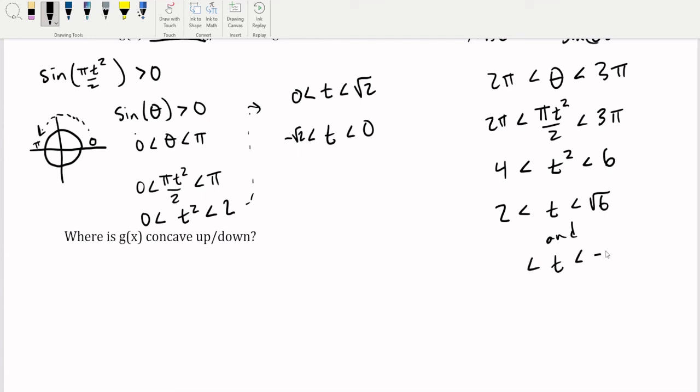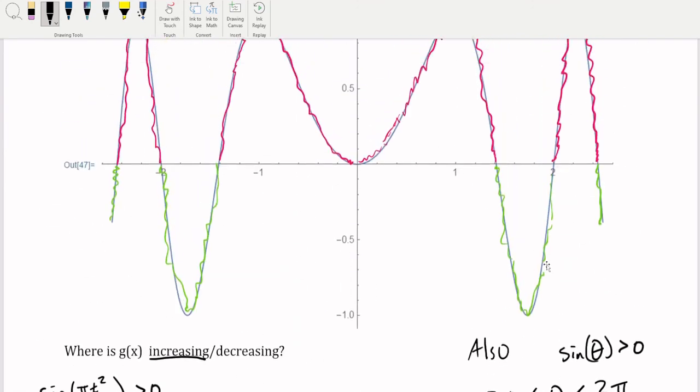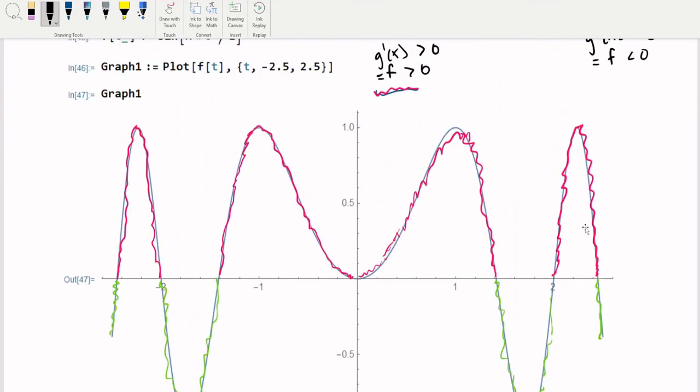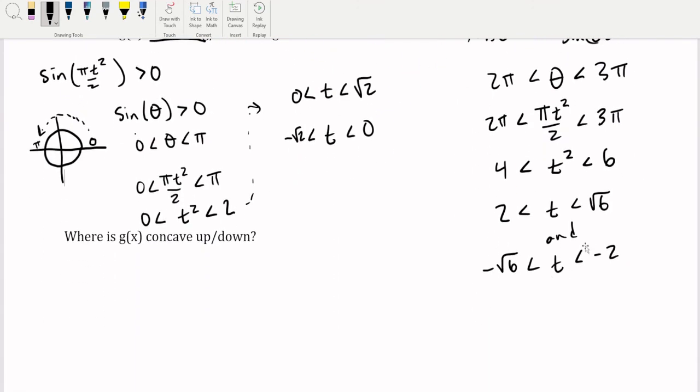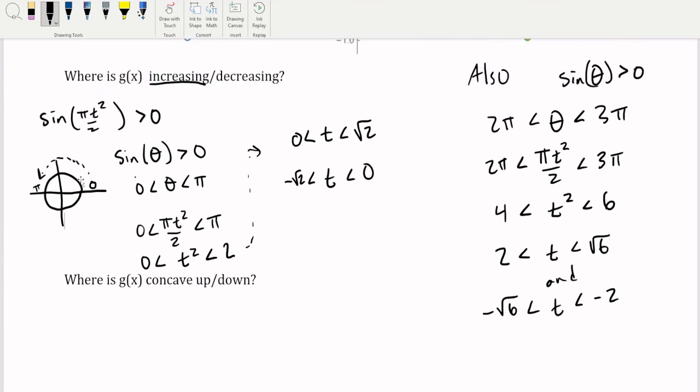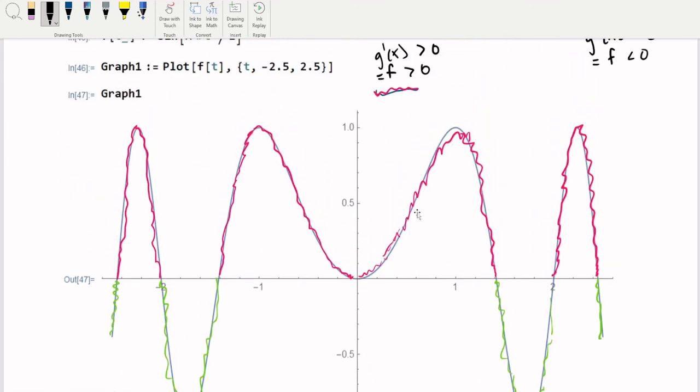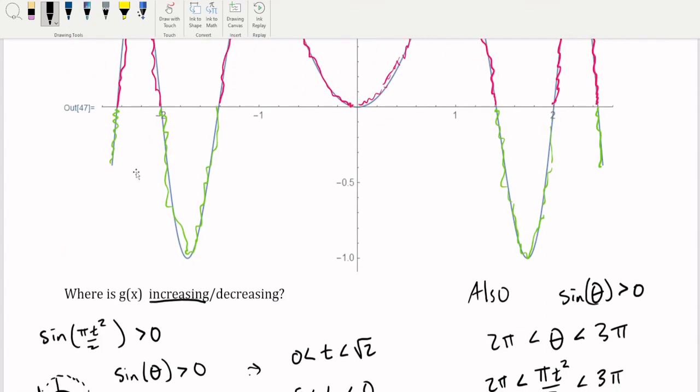It's going to be at -2, -√6 as that other positive range. So each half circle I run gives me a positive and a negative range of increasing. This was a half circle, and this was that same half circle, 0 to pi. Then this was 2 pi to 3 pi, but so is this.